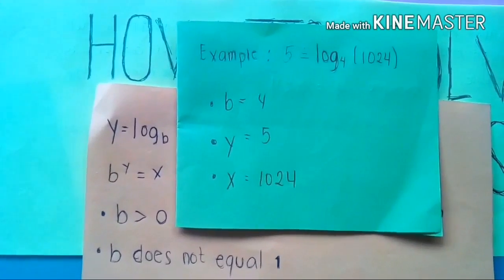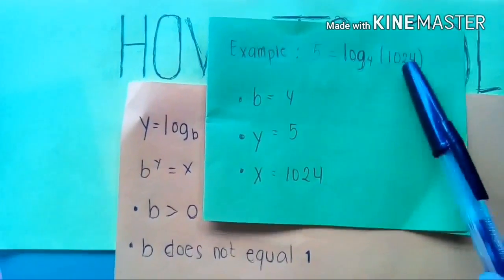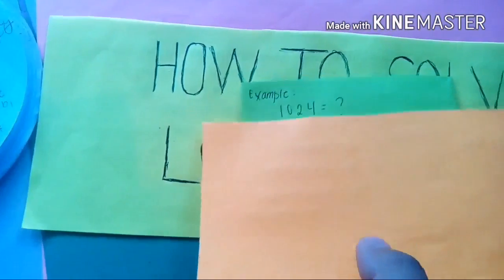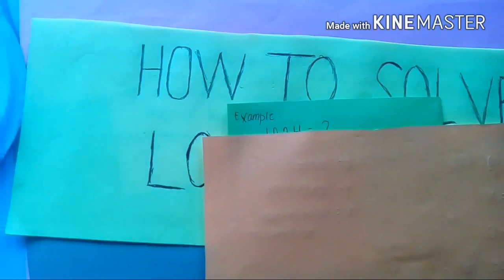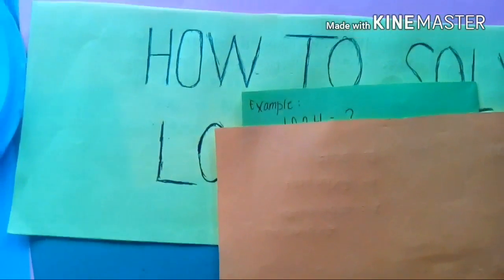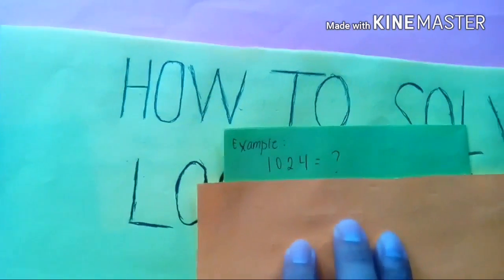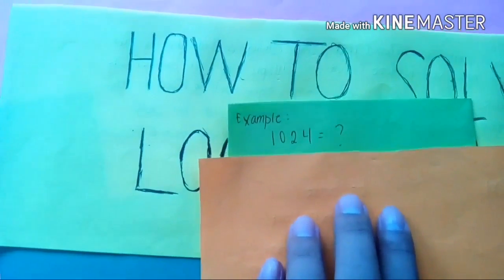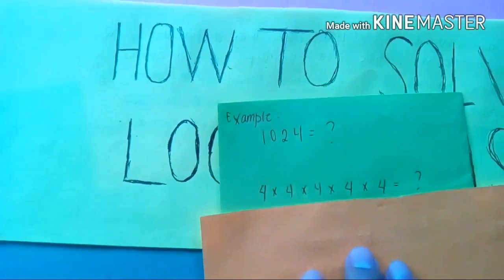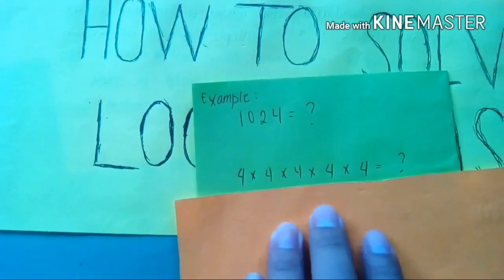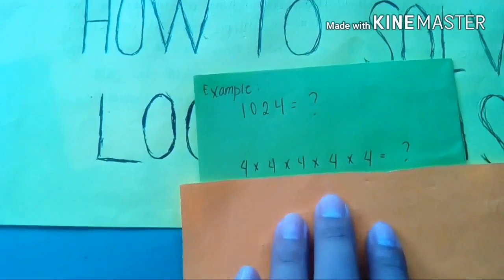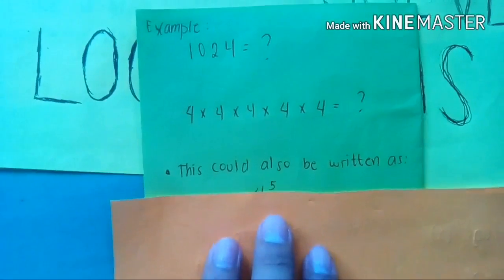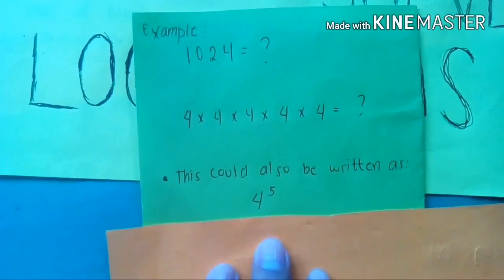Move the exponential expression to one side of the equation. Set the value of your exponential expression x to one side of the equal sign. Apply the exponent to the base. The value of your base needs to be multiplied by itself the number of times indicated by your exponent, y. This could also be written as 4 raised to 5.